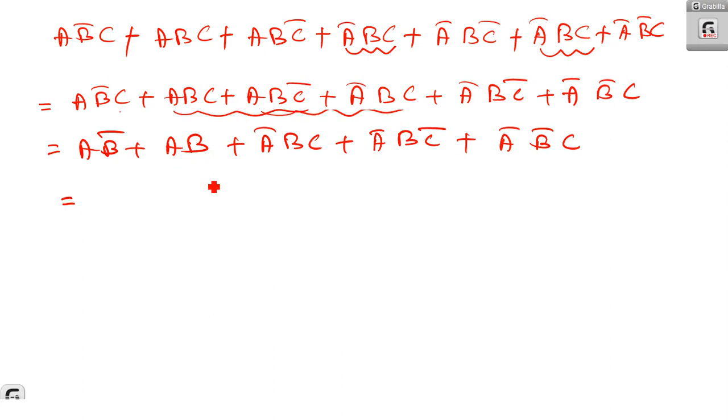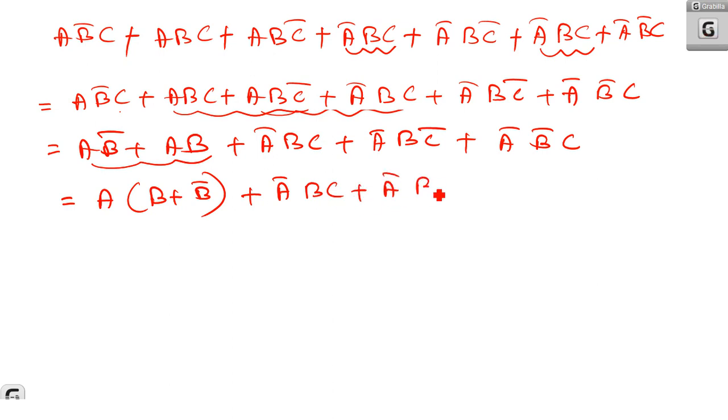Now here we can take common. BC bar is there, A bar C is there. Okay, so here AB is there. Yeah, so from these two terms you can take A. So you get A into B or B bar. B or B bar is 1, or A bar BC, or A bar BC bar, or A bar B bar C.